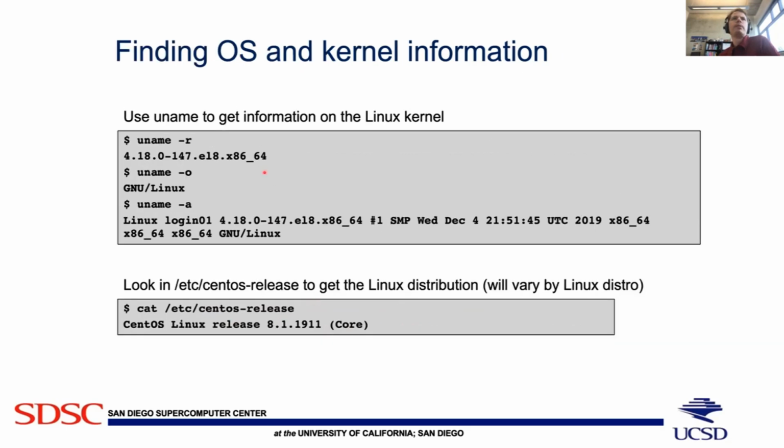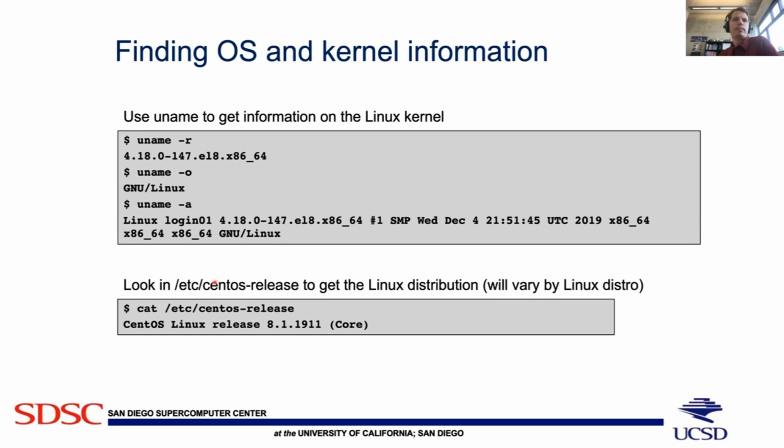Then if you want information about the operating system and the kernel, you can use the uname command. uname -r gives you the Linux kernel version. uname -o gives you the type of operating system you're running on. And -a gives you all the information. You're running Linux, you're on the login node, called login01, here's the kernel version, and it's a GNU/Linux system.